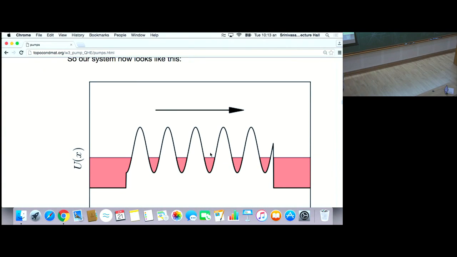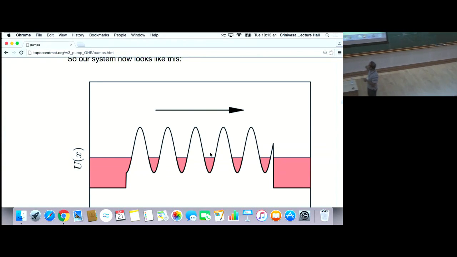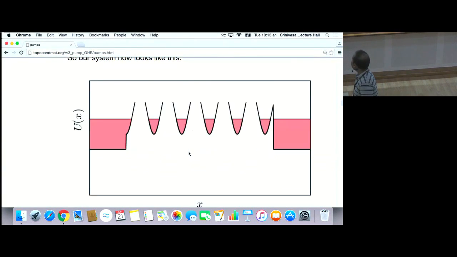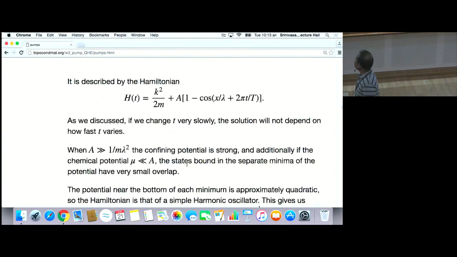So what would be your guess as to what this would do? If I had some electrons, let's say up to this energy, and I just move this potential along, when this potential moves by one period, so that it comes back to itself, what do you expect to happen? Yes, one electron, so one state. Each of these states moved over to the right by one. That's what you expect. So that's fine.